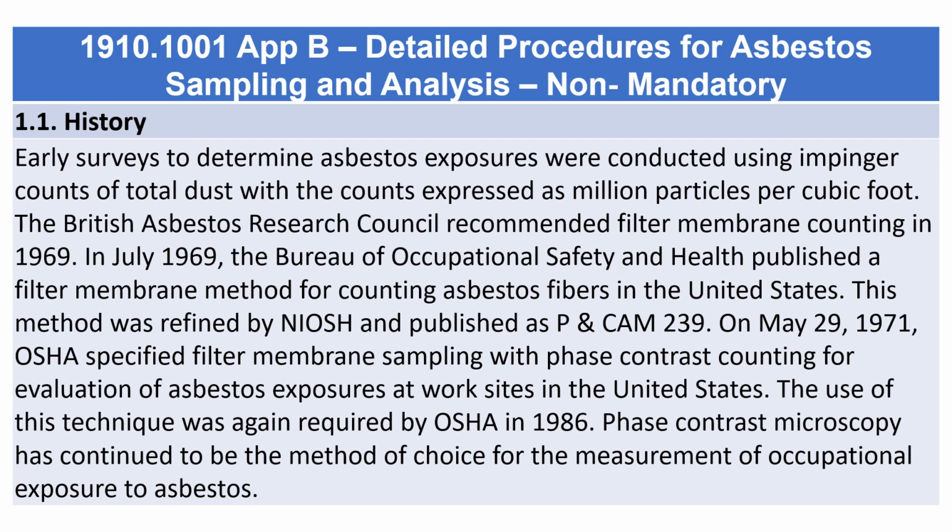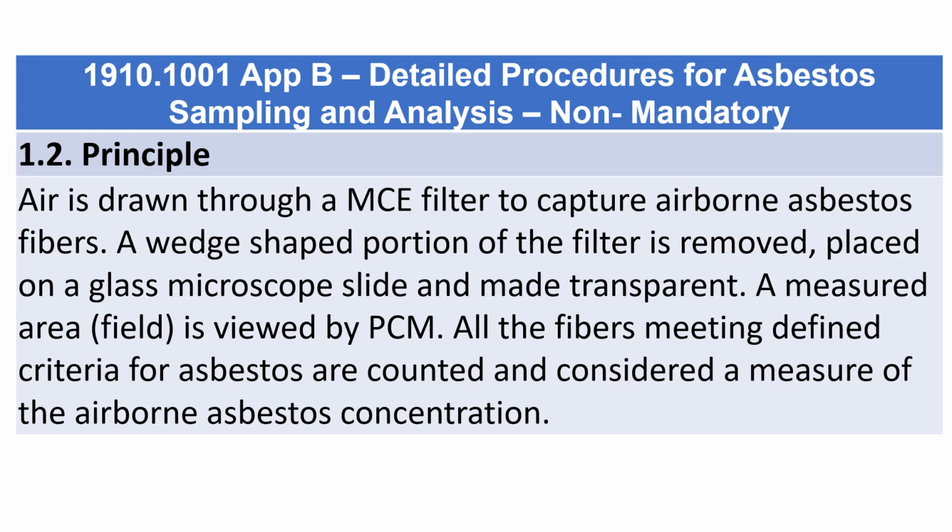On May 29, 1971, OSHA specified filter membrane sampling with phase contrast counting for evaluation of asbestos exposures at work sites in the United States. The use of this technique was again required by OSHA in 1986. Phase contrast microscopy has continued to be the method of choice for the measurement of occupational exposure to asbestos. 1.2 Principle.